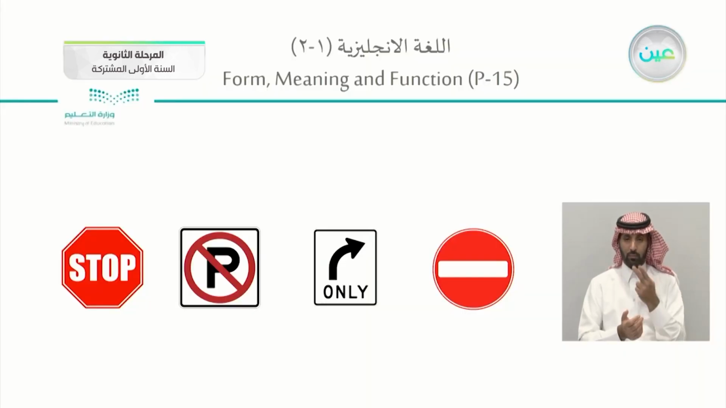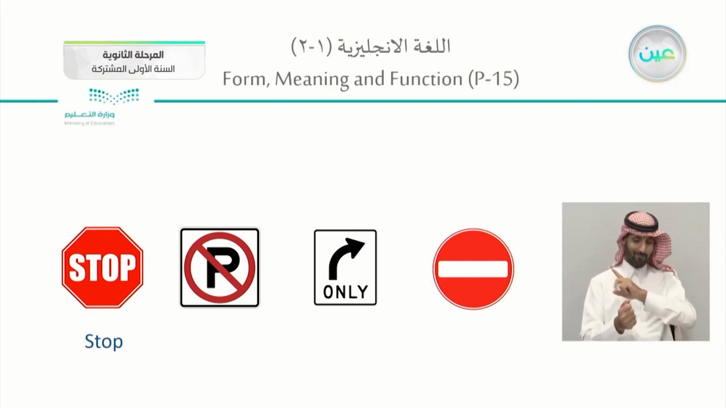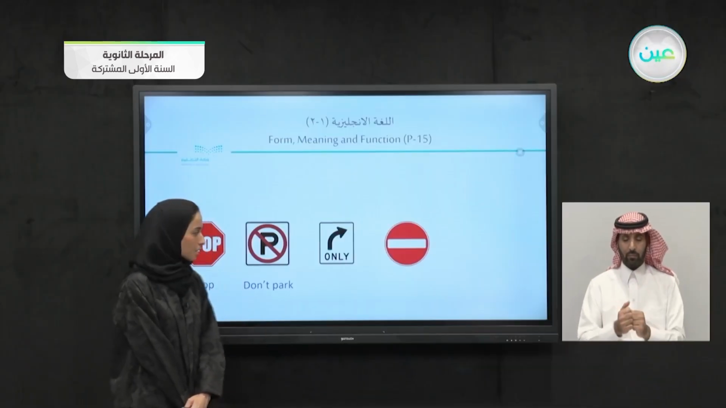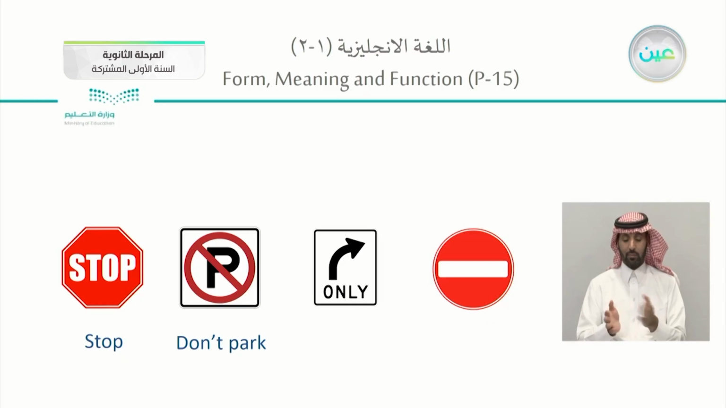Let's try to read these road signs. The first one, as is apparent, is saying stop. Stop and don't move. How about the second one? What do we have in here? It means don't park. Not park, don't. Don't do this action.